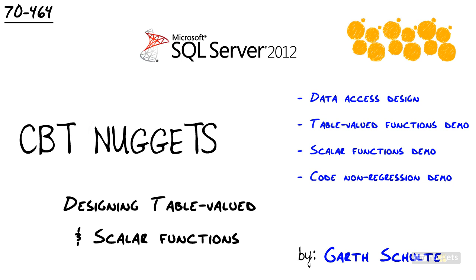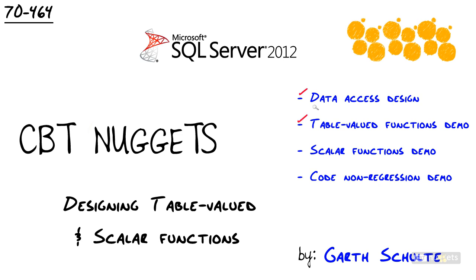So we're going to kick this nugget off with just a brief discussion on what data access design is all about, what code non-regression is, and how we can avoid breaking front ends when things change in the back end. And then we'll briefly go over the different types of functions that are out there and a little bit on row-based versus set-based processing. And then we will jump into the virtual nugget lab.